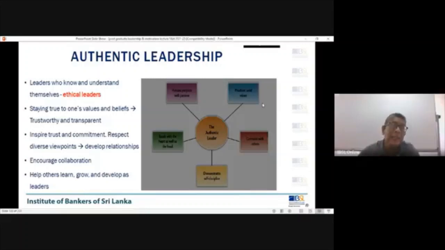So ethical leaders therefore also look at compliance issues, right? So a good leader may be an ethical leader. That means he considers behaving in an ethical manner, right? And also they look at staying true to one's values and beliefs. Now, today we talk about being trustworthy and transparent, especially in the banks.